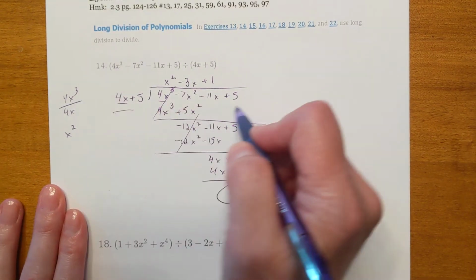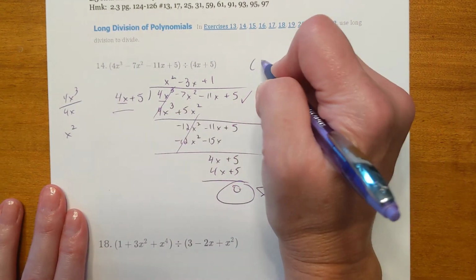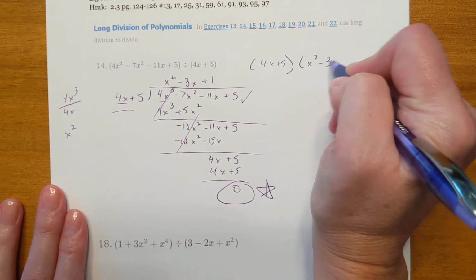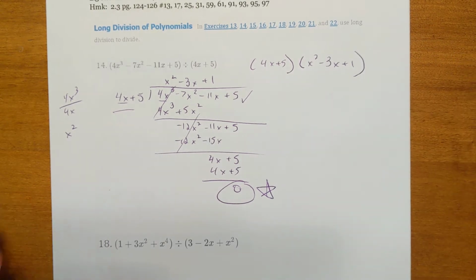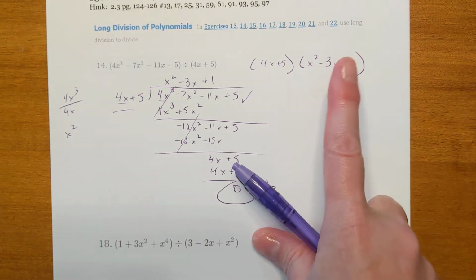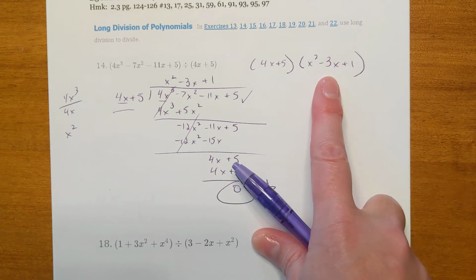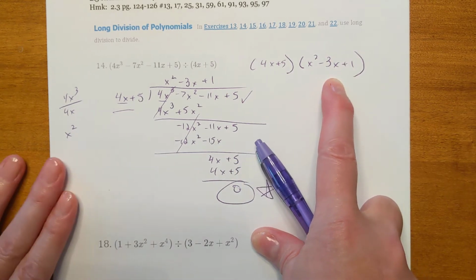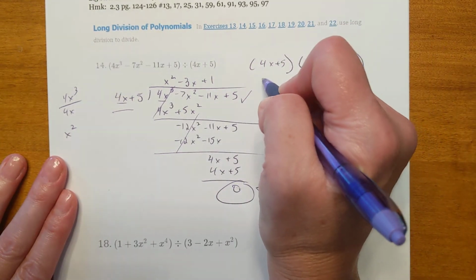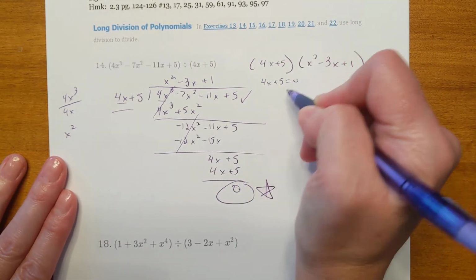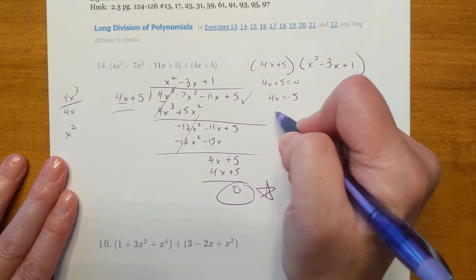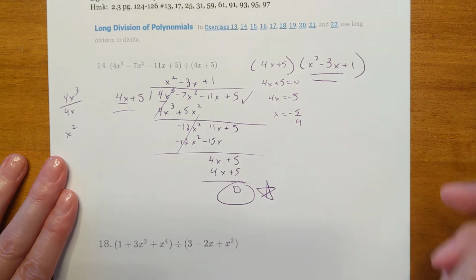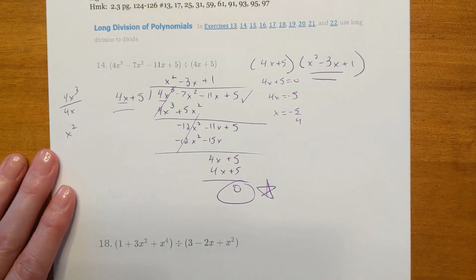So 4x plus 5 divides evenly into this, which changes it to 4x plus 5 times x squared minus 3x plus 1. So if you wanted to keep going, you could factor that, but it doesn't factor. So what you could do is use the quadratic equation to find the other zeros of it. So we have the 0 here, setting it equal to 0 and solving it. You've got negative 5 fourths. And to find the zeros from this one, you do the quadratic equation since it doesn't factor.